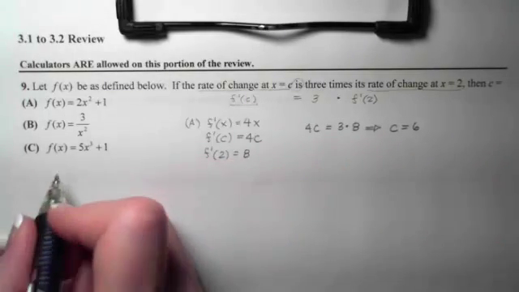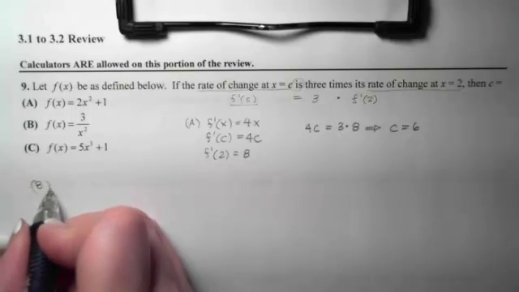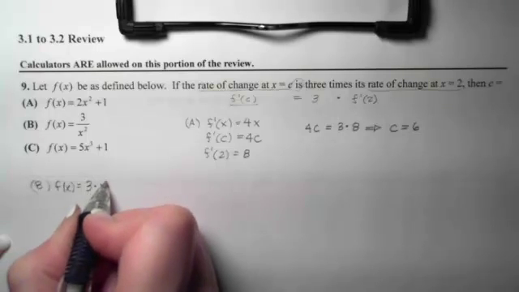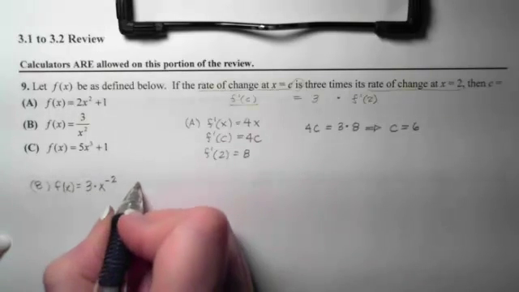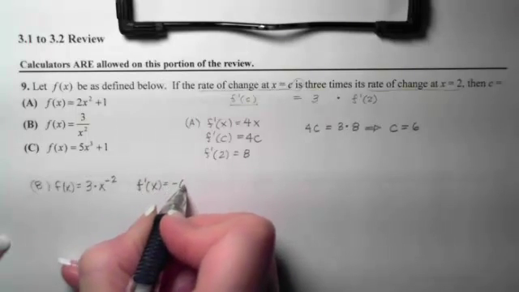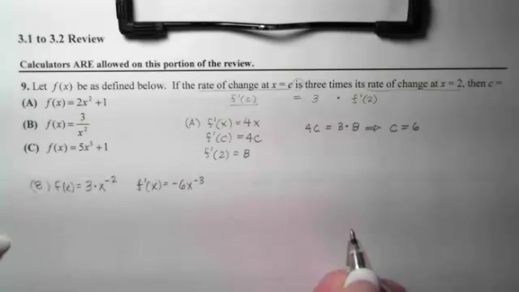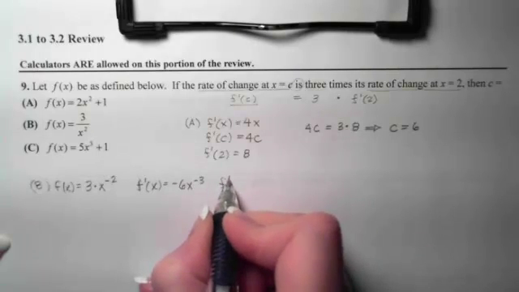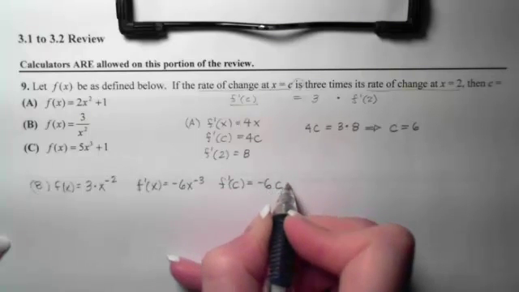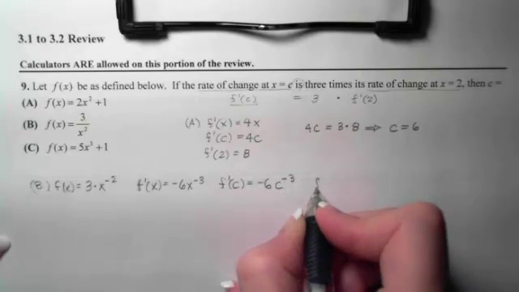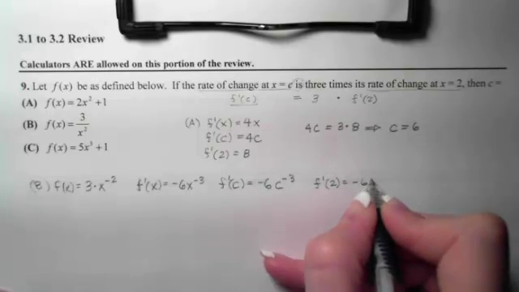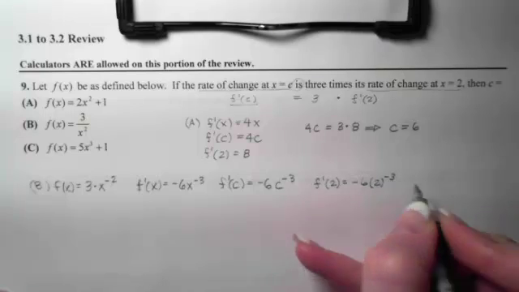So let's do the same thing with b. b is a little trickier. The first thing I want to do is rewrite that as a power of x. Makes it easier to take the derivative. So now my f prime of x will be negative 6x to the negative 3. My f prime of c will be negative 6 times c to the negative 3. And my f prime of 2 will equal negative 6 times 2 to the negative 3.